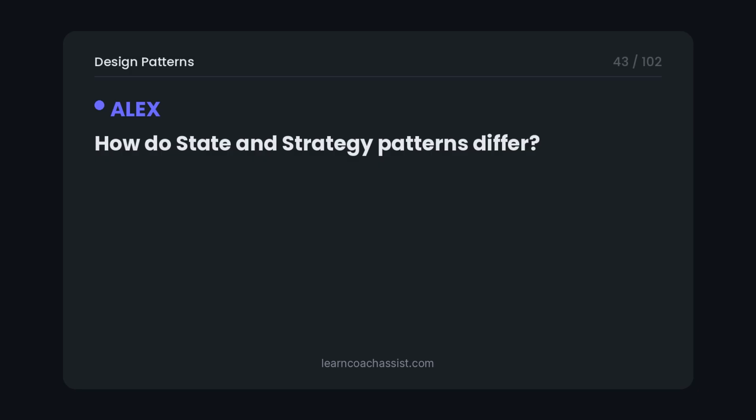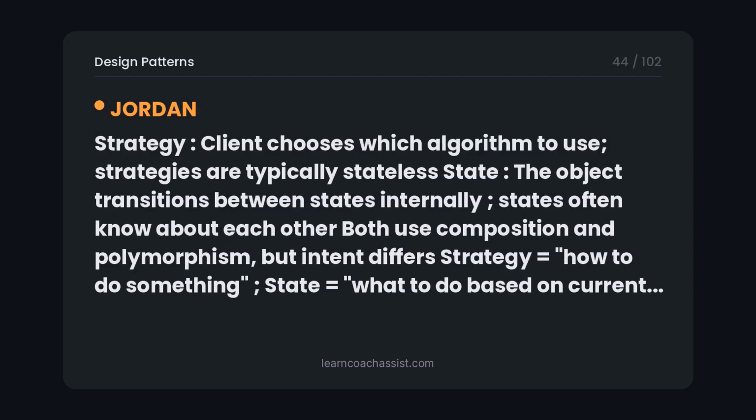How do state and strategy patterns differ? Strategy: client chooses which algorithm to use. Strategies are typically stateless. State: the object transitions between states internally. States often know about each other. Both use composition and polymorphism, but intent differs. Strategy equals how to do something. State equals what to do based on current condition.